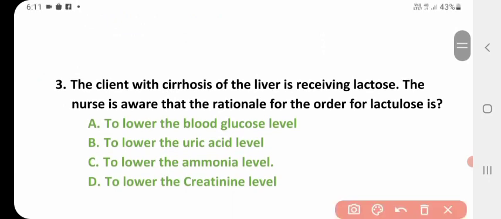Next, move to the third question. The client with cirrhosis of the liver is receiving lactulose. The nurse is aware that the rationale for the order for lactulose is: A, to lower the blood glucose level; B, to lower the uric acid level; C, to lower the ammonia level; D, to lower the creatinine level. The rationale for lactulose is to lower the ammonia level. So option C is the right answer.